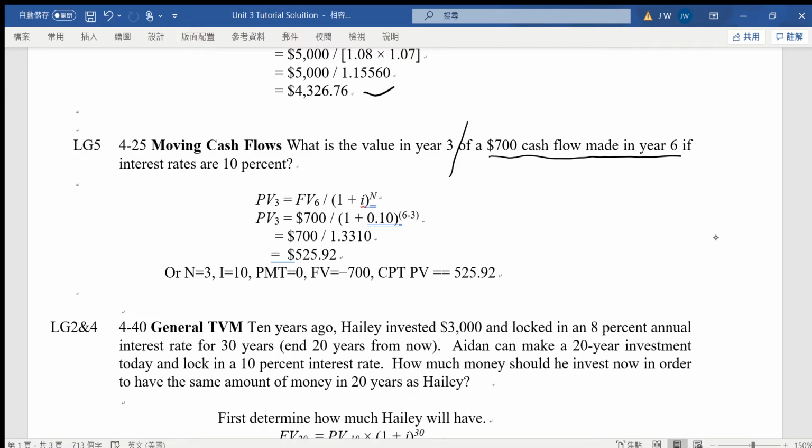When you write the formula, you should write clearly that what you want to find is the present value in year 3, and the future value in year 6 is discounted back 3 years before. According to that, it will become 525.92. But if you don't use this approach to work it out, you may use your financial calculator to work it out.